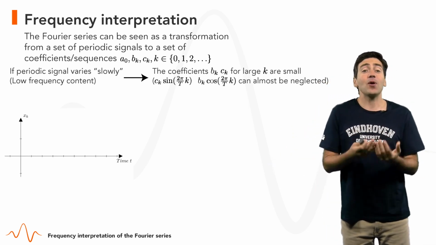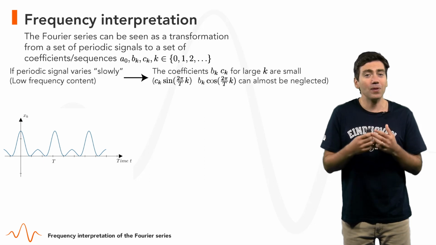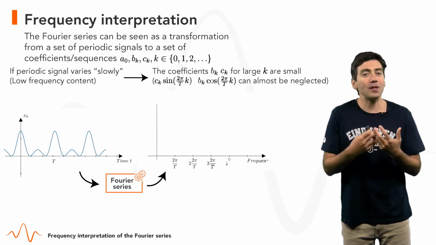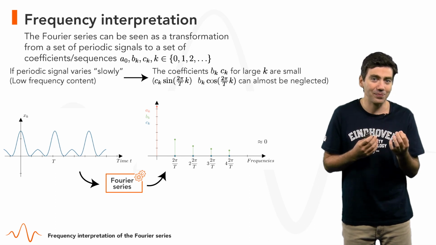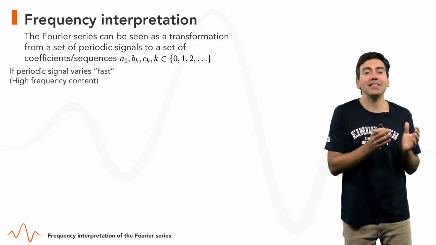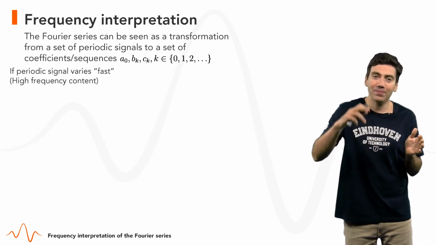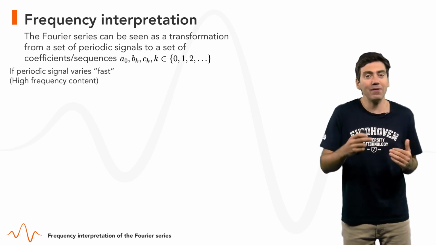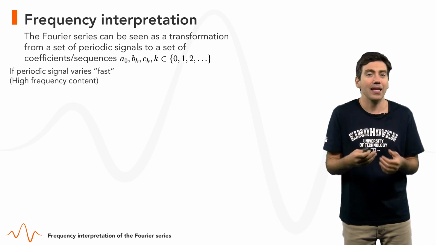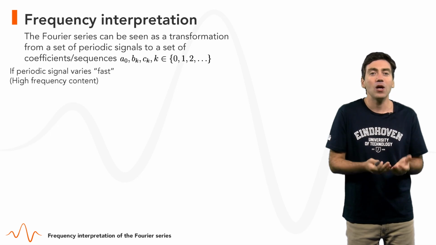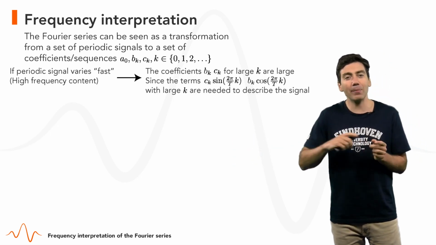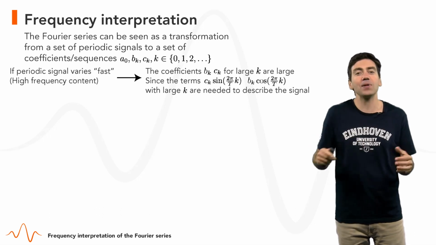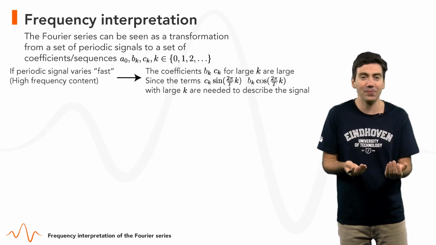Take, for instance, the periodic replication of the Mexican hat, and we have seen that with only 3 or 4 of these coefficients, we can get a very accurate approximation. In turn, if the signal changes abruptly, in the limit it can even be discontinuous, like the rectangular wave, we need many of these coefficients to capture the details, the high frequency details in the signal.